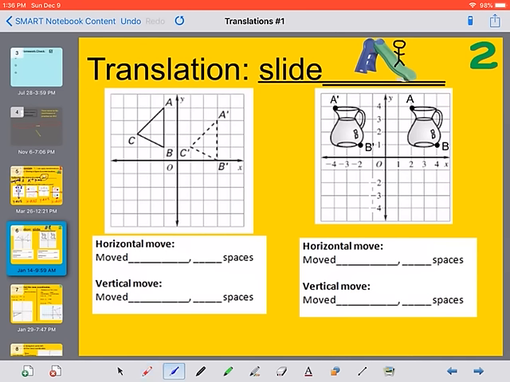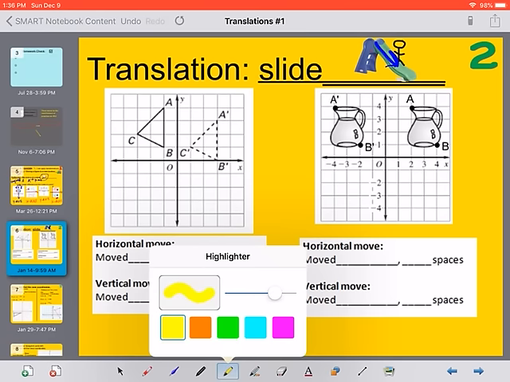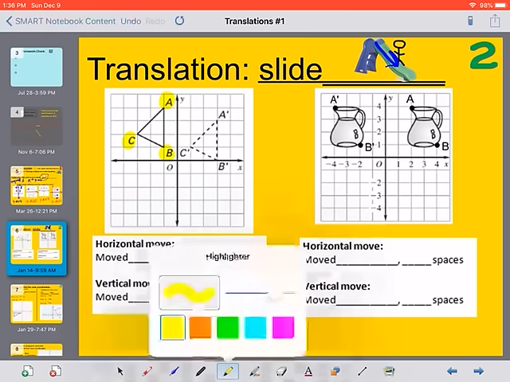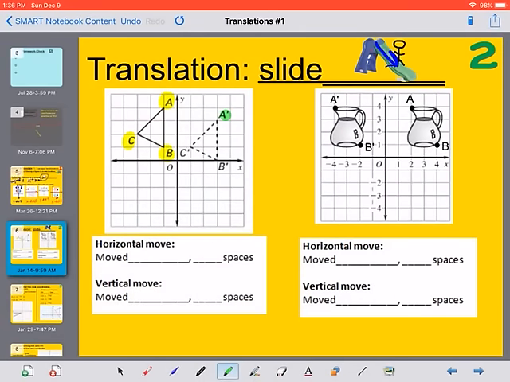So a translation then is not a reflection, it's more like a slide. It's just moving from one spot to another spot. So for example, here was our original figure because we have no primes, just the letters A, B, and C. And then over here we have our new image, A prime, B prime, C prime, because that's our new image.